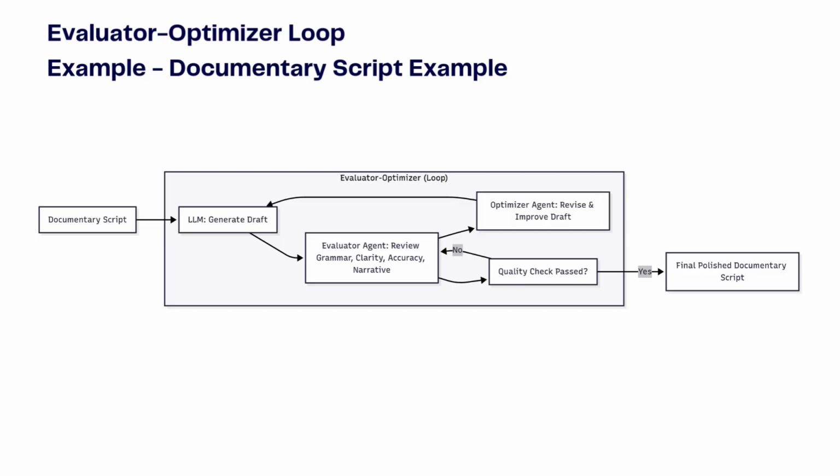The improved draft goes back to the LLM, which can refine, expand, or adjust the content further based on the feedback. This loop repeats multiple times, with the LLM, evaluator, and optimizer working together until the script meets all quality standards. As a final result, a polished, high-quality documentary script that is clear, accurate, and engaging.